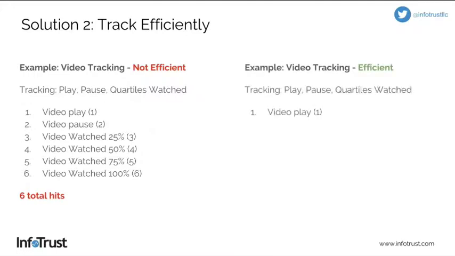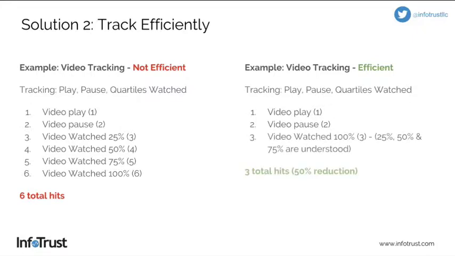Not that efficient. The best way we could do this is, let's say we're only going to send the last quartile watched. So in this case, we've cut our total hits in half by only tracking the play and pause button and then the last quartile, last percentage that somebody made it to. So it just understood that 25%, 75%, 50%, those quartiles have all been hit because the person has reached 100% watched. So in this very simple example, you can see we've cut our hits down 50%. We're collecting 3 instead of 6.